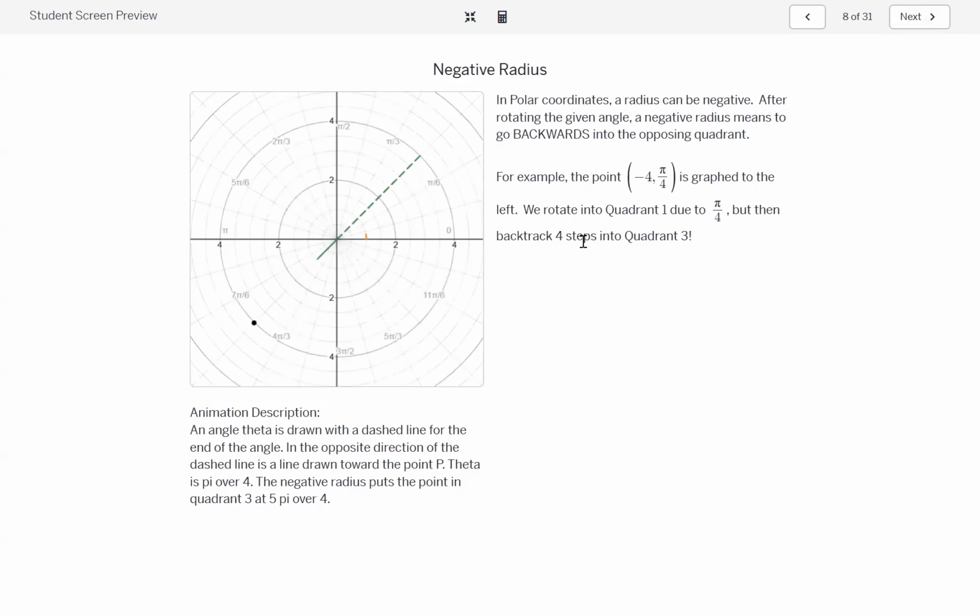So we're going to see this in action. If we're looking at the point -4, comma pi over 4, pi over 4 is an angle in quadrant 1. So I started pointing due east, and I've rotated to 45 degrees, the pi over 4 direction. But instead of moving 4 units positively, I'm going to move 4 units negatively, which puts me in a location that's actually in quadrant 3. So even though my angle was pointed in quadrant 1, because the radius is negative, I end up backtracking and I'm in quadrant 3.